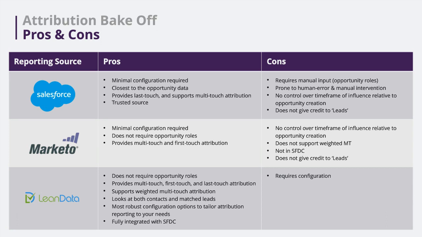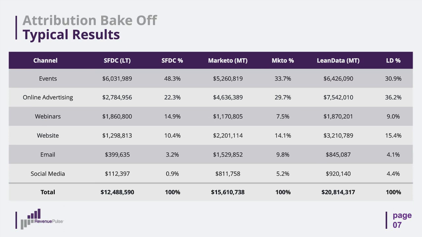So here's an example of what we typically see when we do a comparison. At the bottom in the total row, you'll actually see the difference in terms of attribution value that we're tying to marketing. And you can see that LeanData is giving more attribution dollars to marketing influence because we're able to bring in those matched leads. Later in the webinar, we'll take a look at some examples of why there are those significant differences.